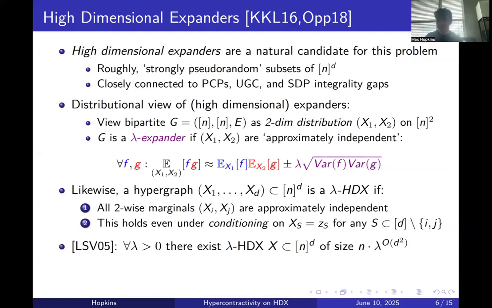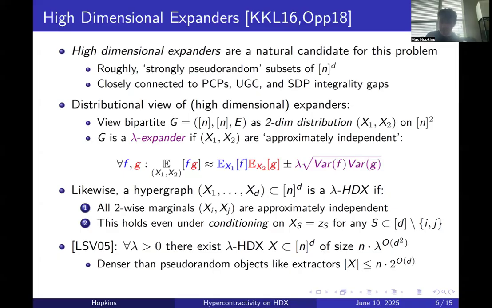This is sort of a miraculous early work of Lubotzky, Samuels, and Vishne, extending classical Ramanujan graphs, who prove that for all lambda greater than 0, there exist families of lambda high-dimensional expanders of size about n times lambda to the d squared. So in particular, this is what's called bounded degree. For every fixed vertex, there's only some function of dimension many hyperedges touching that vertex.